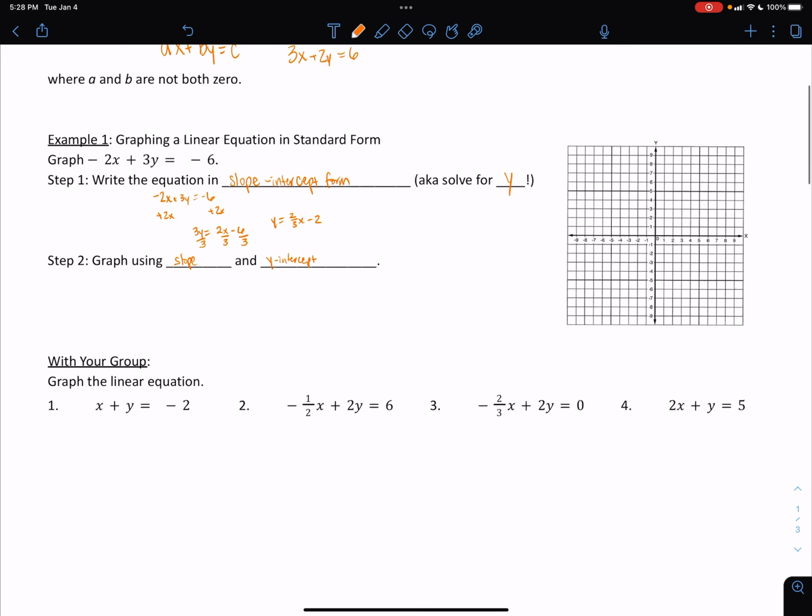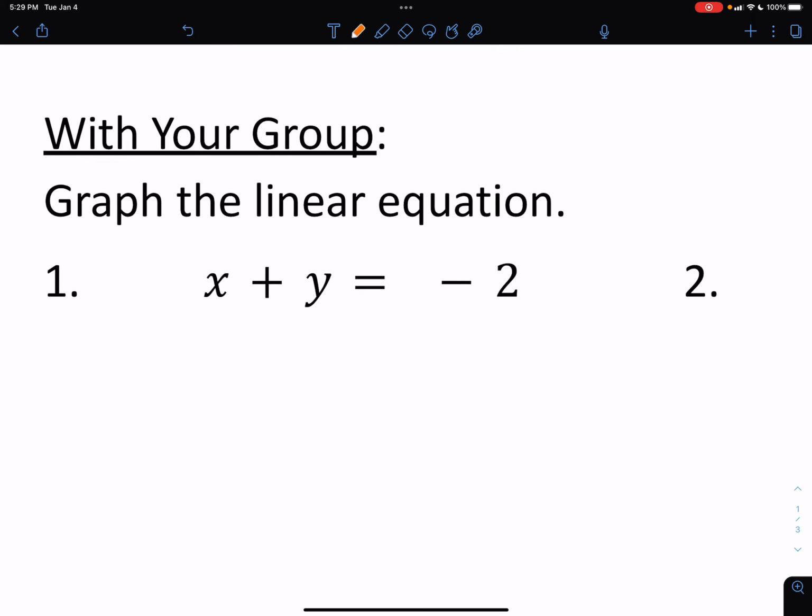But why don't you, for these 4 problems, just rewrite these equations in slope-intercept form, aka solve for y. I want you to write these equations to make it look like y equals something, and then we'll go over them together. All right, so for this first one, if I want to make it look like y equals, I subtract x, I get y equals negative x minus 2. I always try to put the x term first, so I get negative x minus 2.